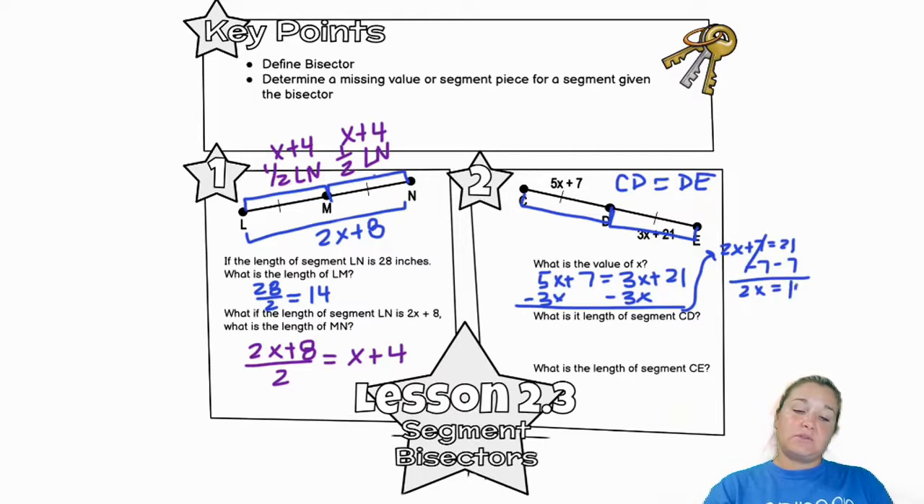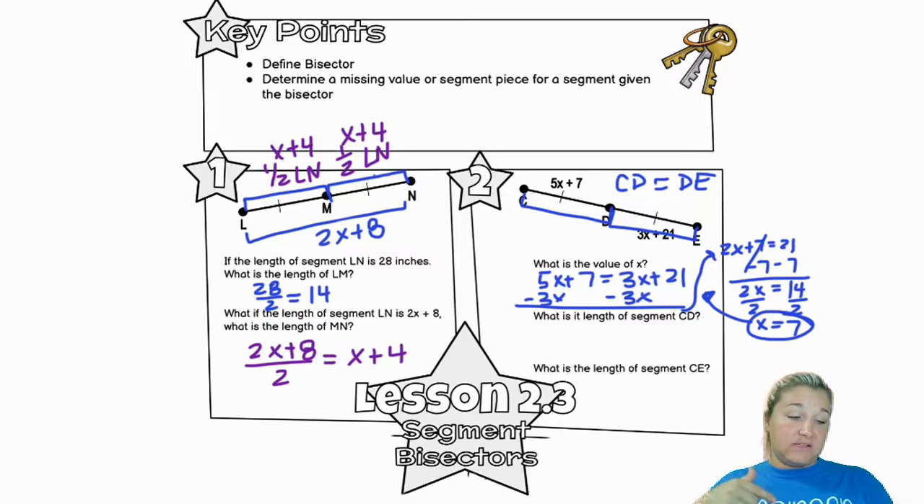So 2x equals 14. Lastly, divide by 2, and x is equal to 7. So for this first part, x is equal to 7. Now, using that information, what is the length of segment CD? What I can do is go back and plug it in. So CD is 5x plus 7.